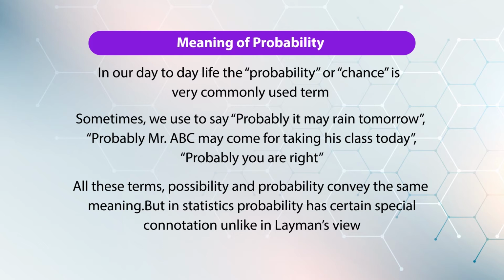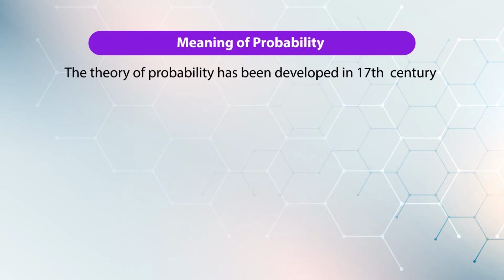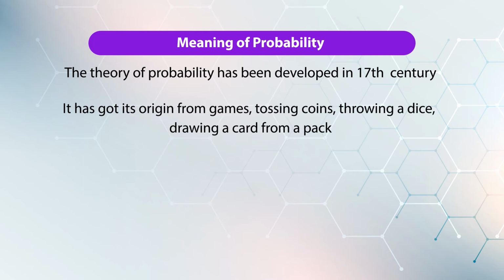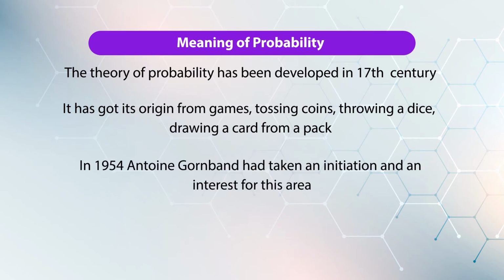The theory of probability was developed in the 17th century. It has its origin in games: tossing coins, throwing a dice, drawing a card from a pack. In 1954, Anthony Gorband took an initiative and an interest in this area.